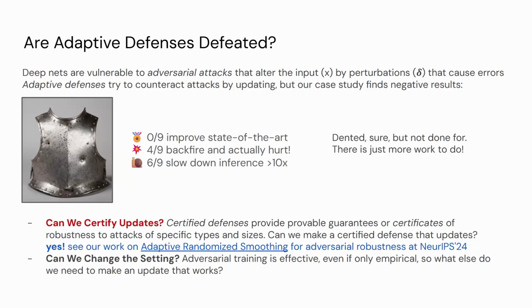So for certification, I have a collaboration with UBC, with Matthias Lecquier's group, where we are able to derive an adaptive form of randomized smoothing, which is guaranteed to not hurt and can only help in this adversarial case for a specific type of update, but still a test time update.